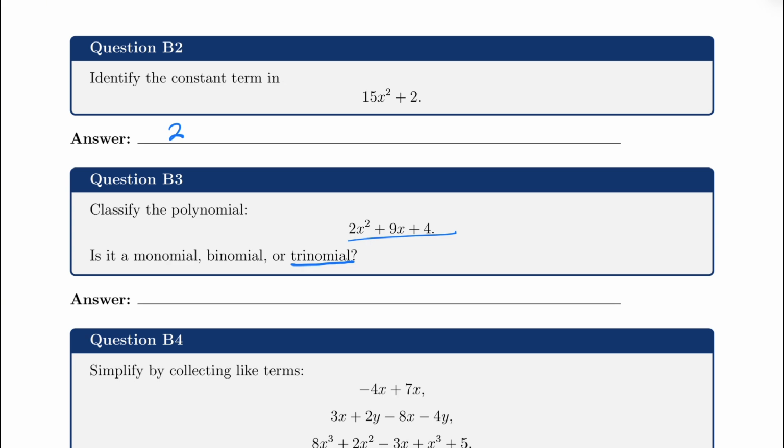So for example, I can write maybe 2x as a monomial. Then if I write x plus 1, this is a binomial, that is 2 terms, okay?